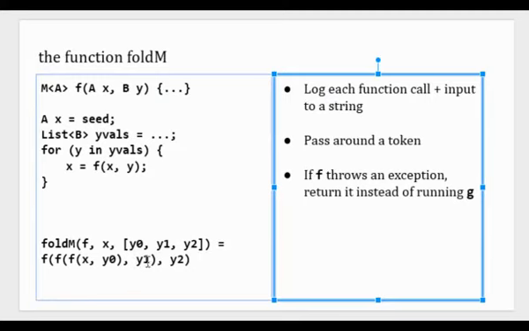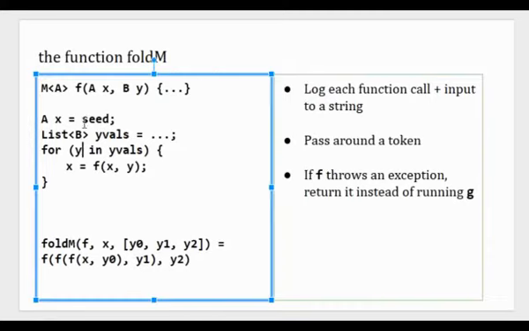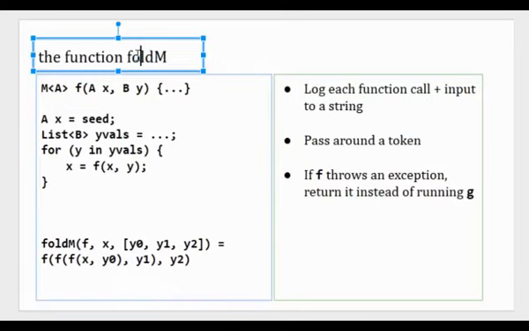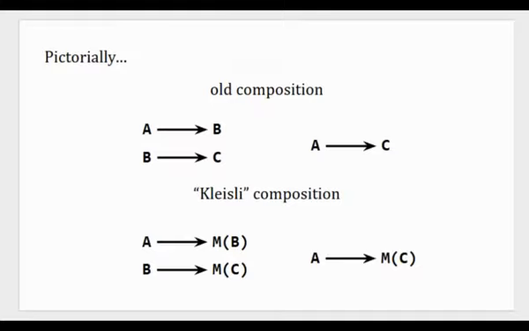It could pass around a token. It could handle exceptions. Maybe this is division, and I want to escape if I divide by 0. All of these things would be handled by this same function, foldm. And so that's the power that monads buy you. It allows you to be polymorphic over an embellished form of composition.